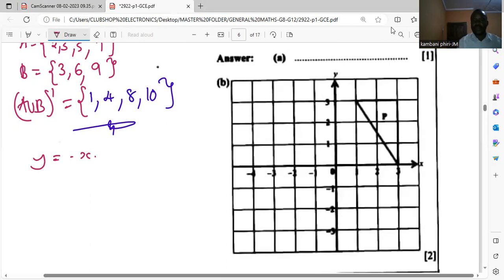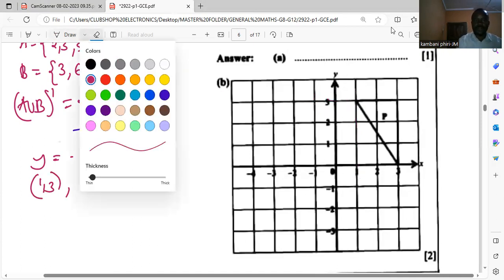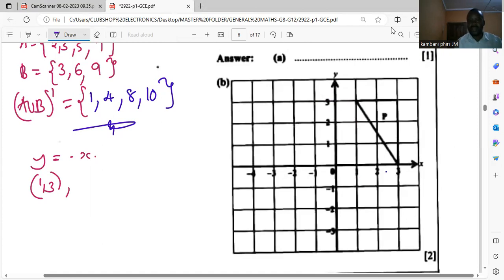So what we can do is identify the coordinates for these points. For example, this point is 1, 3. Then the next one, we can say maybe 3, 0. Yeah, 3, 0. This is followed by 3, 3.